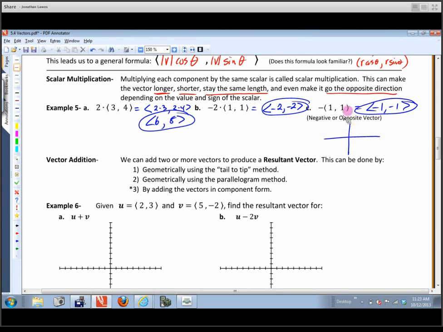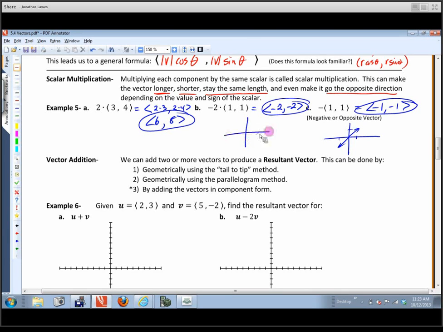So this original vector was horizontal component of 1, vertical component of 1, so it was heading off in this direction right here. When I multiplied it by a negative, here's what happened. It doesn't change the size of either one of these components, it just changes the sign. So instead of going to the right, I'm going to go to the left, and instead of going up, I'm going to go down. So you'll notice this is heading in exactly the opposite direction. It's still the same length, but just headed in the opposite direction.